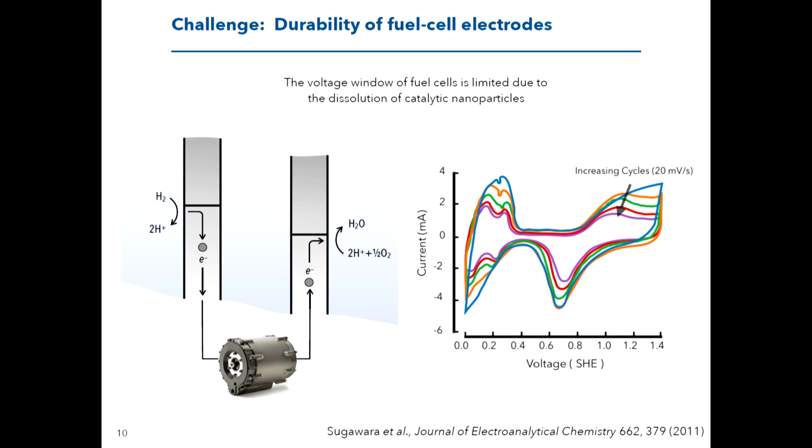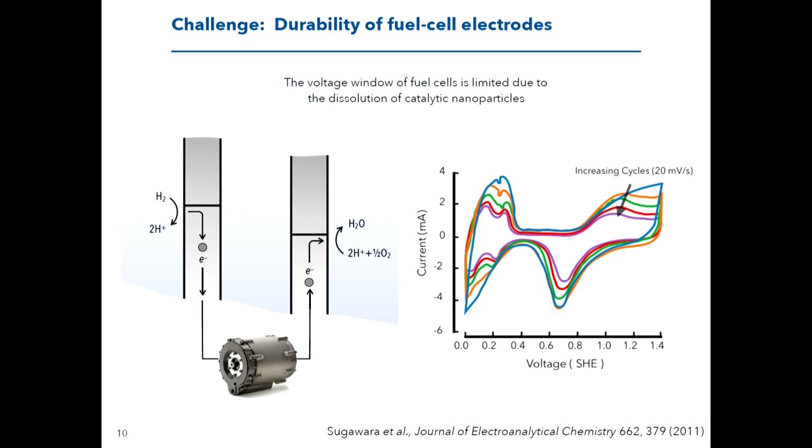For many of the fuel cells, the critical limitation is the fact that the voltage window is restricted because we don't want to induce catalytic dissolution of the electrocatalyst. And you can see here a cyclic voltammogram where you can see that if you have small nanoparticles and if you have a large voltage window, what's going to happen is that you're going to induce the rapid dissolution of the catalyst that is going to decrease the catalytic activity of your fuel cell.